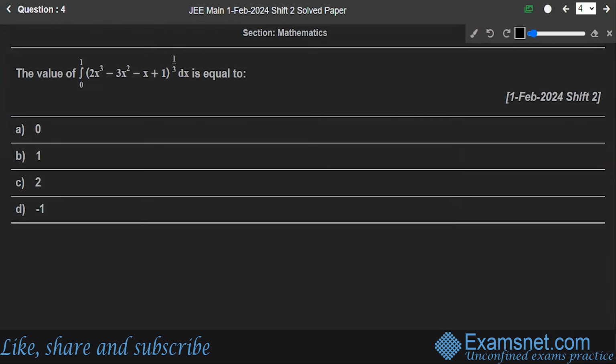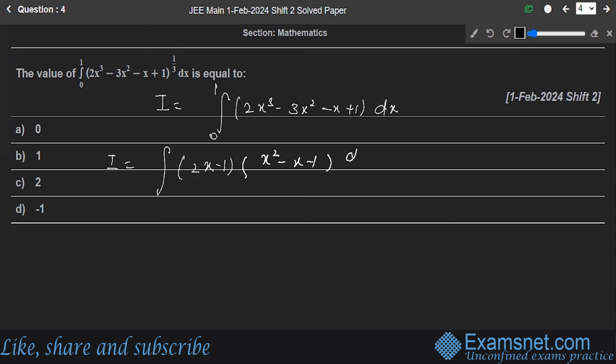Question number 4, the value of this integral is equal to, let's say this is equal to I. So I is the integral from 0 to 1 of x cubed minus 3x square minus x plus 1 dx. Now this integral has two factors. The first one is 2x minus 1. This is one of the factors. You can check for this. If you divide this expression with 2x minus 1, you will get the quotient as x square minus x minus 1, dx whole power 1 by 3, the limit 0 to 1.